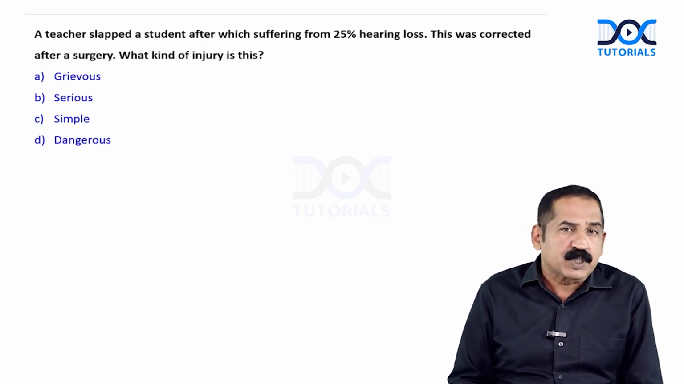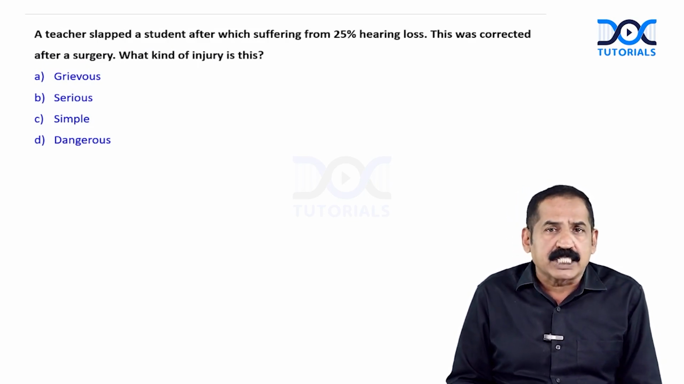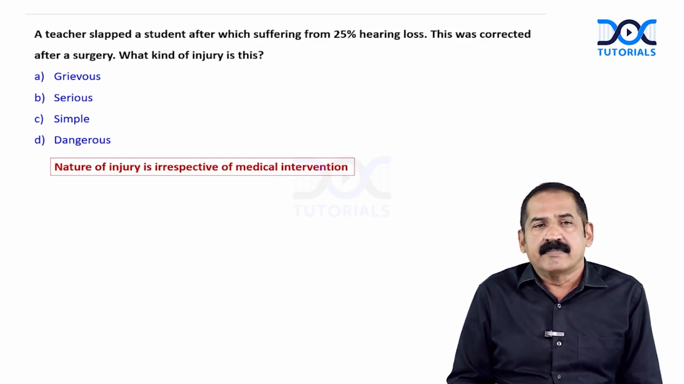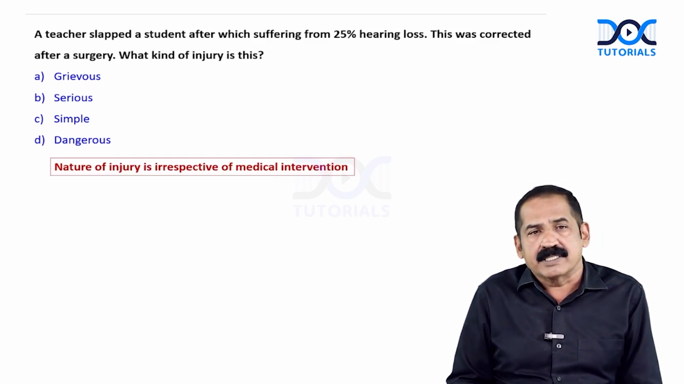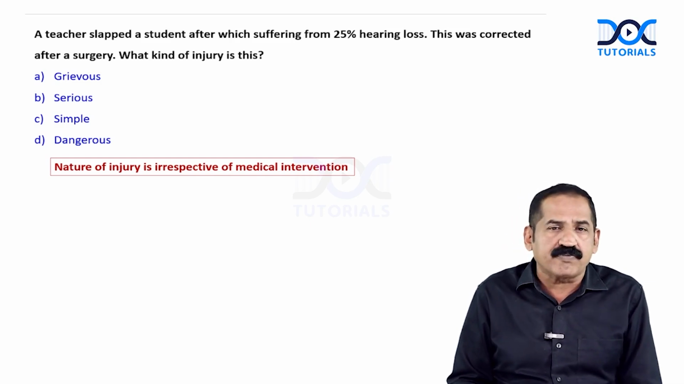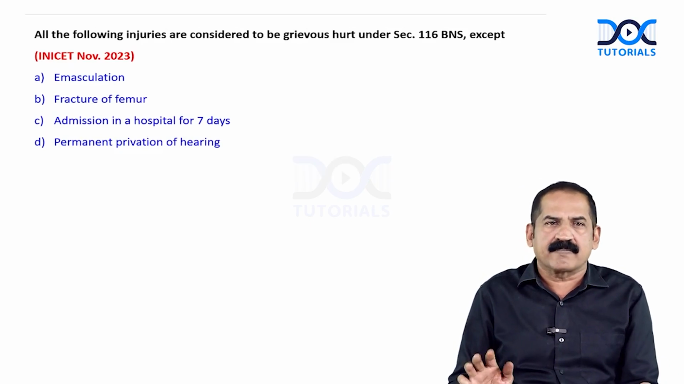A teacher slapped a student, after which he suffered 25% hearing loss. This was corrected after a surgery. What kind of injury is this? Many students say that it is not a grievous hurt because it has been corrected. But remember, medical or surgical intervention is irrelevant. The nature of injury is irrespective of medical intervention. So this injury is grievous.